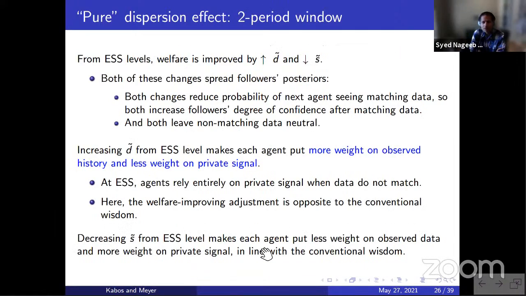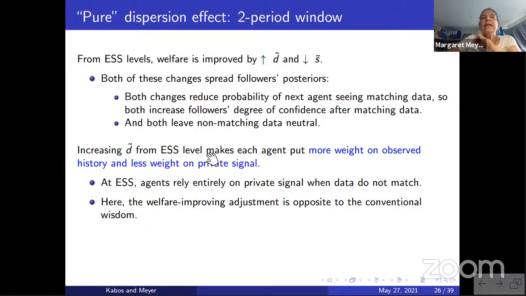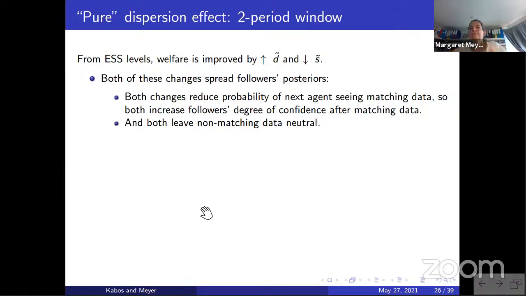Nageeb, go ahead. I was going to ask, is there a simple intuition as to why agents rely entirely on their private signal when data do not match? Yes. We're in a steady state, Nageeb. So every data point is equally informative. So if you see one no and one yes, they cancel each other out.